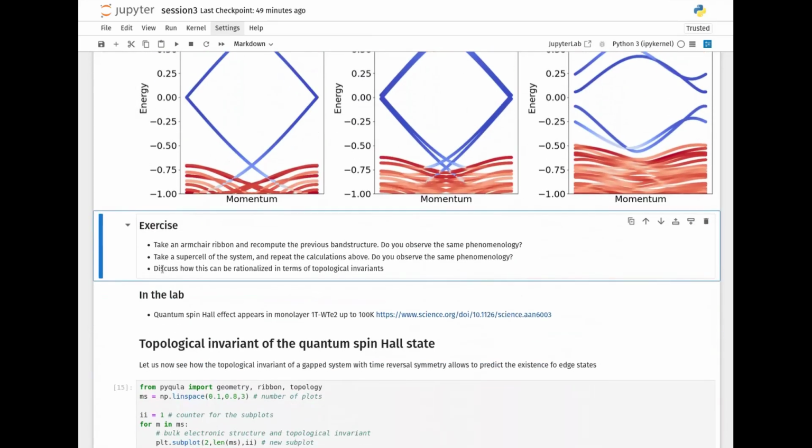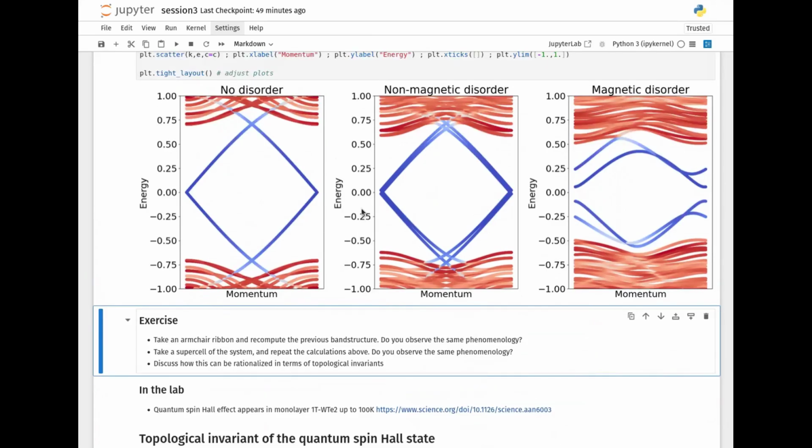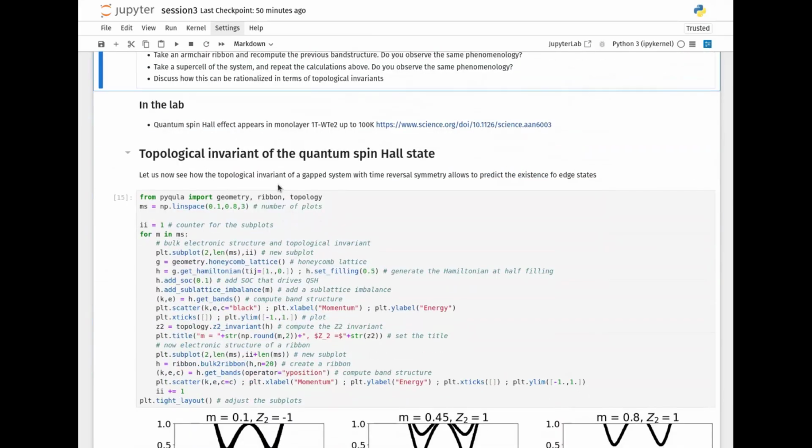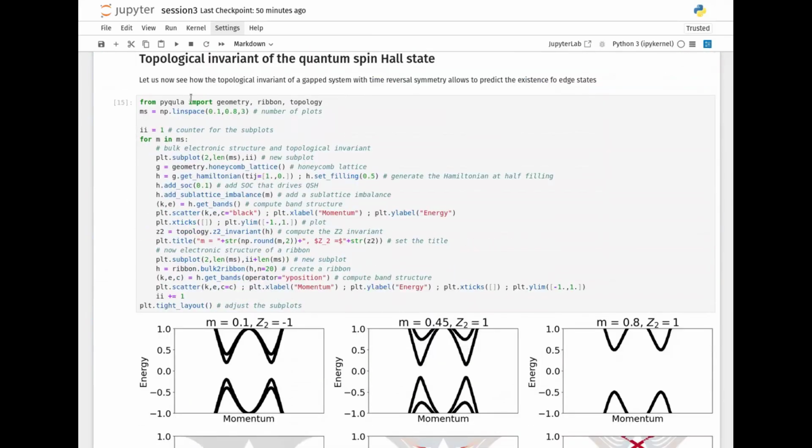Now we need to think about how this can be rationalized in terms of topological invariants. The whole idea is that in the quantum spin Hall state, the topological invariant is the Z2 invariant. That's the invariant that you get from having a system with time reversal symmetry. In particular, in the quantum spin Hall state, we have a non-trivial Z2 invariant, which essentially means in practice that every time we have a topological system with non-magnetic disorder, we are going to have protected topological edge states. Okay, so now let us move on to compute this topological invariant.